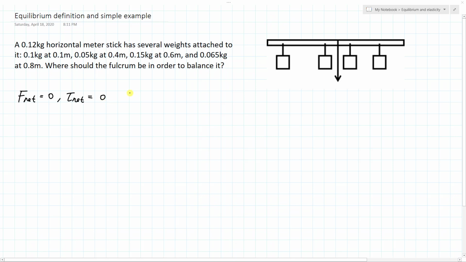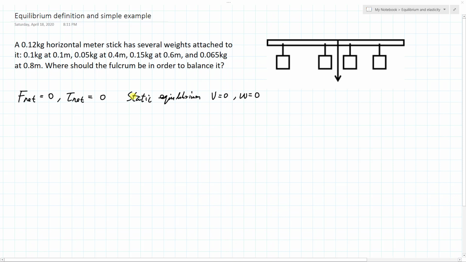So if we add static equilibrium, we also want to say that velocity is equal to 0, and so is angular velocity. So the objects will just stay stationary. So let's do an example.